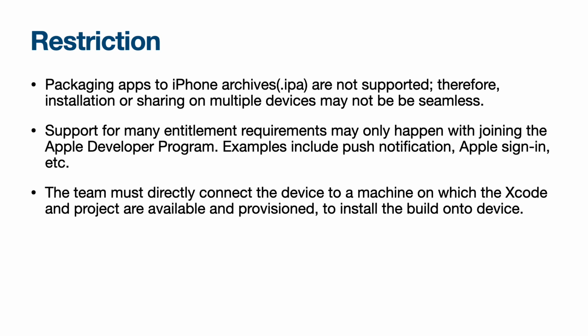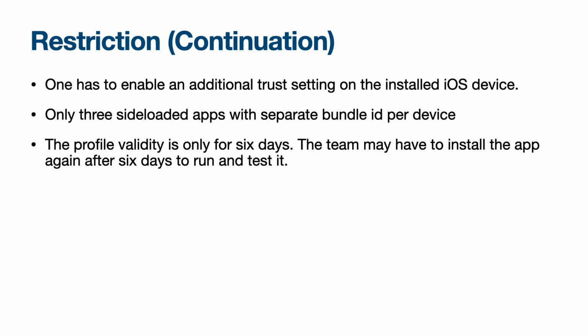The third one is the team must directly connect the device to the machine and provision at least once. This would thus allow the profiles and certificate created with the automatic signing to play, and thus we'll be able to install the build onto the device. Further, on the device on which we have installed the build, we may have to enable additional trust settings. This might be required only one time, and the internet should be connected every time we install a new build.